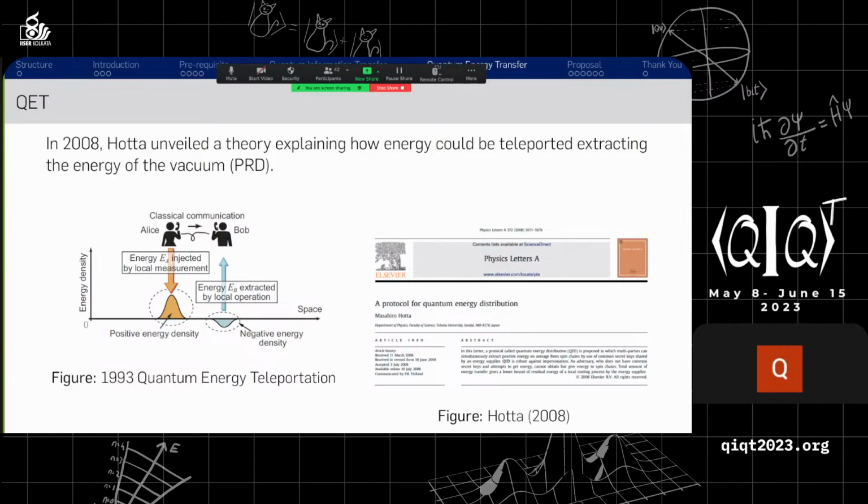So the protocol uses the ground state of many body dynamics. The ground state of a many body system has a special property of entanglement.